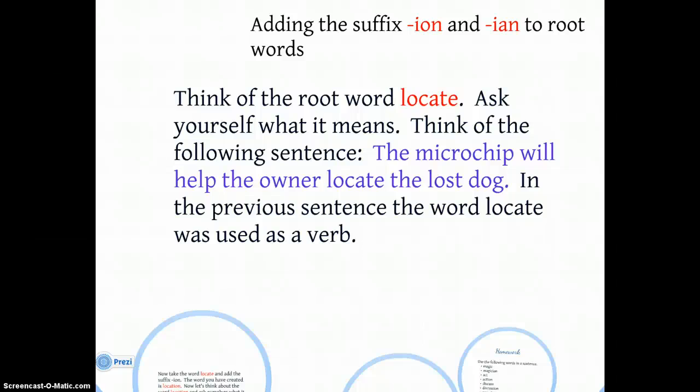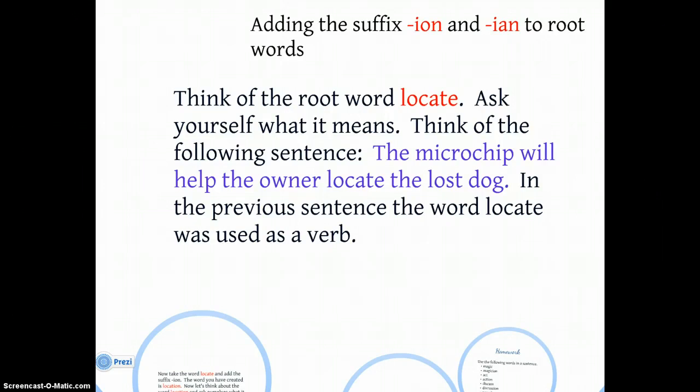Okay, today we're going to look at adding the suffix ion and ian to root words. Remember, a root word is a word that does not already have a prefix or a suffix. So we are going to look at adding suffix ion and ian to root words. Think of the root word locate.